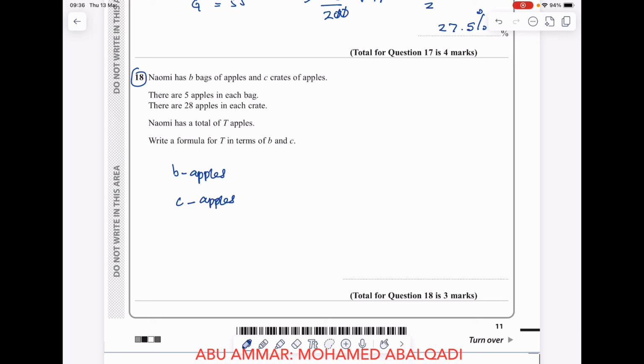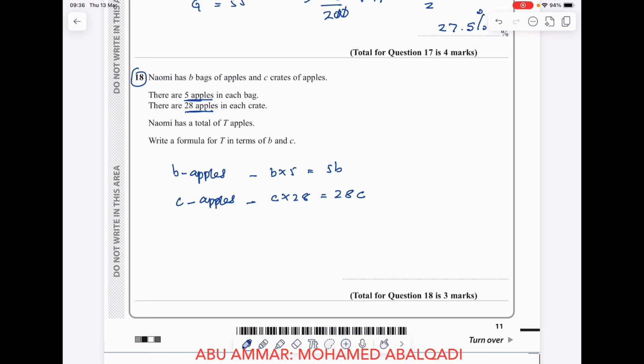And the B and C represents numbers which we do not know. So there are 5 apples in each bag. So the total number of apples in all bags will be B times 5, which is 5B. And we are told they have 28 apples in each crate. So if they have C crates of apples, this will be C times 28, which will be 28C.